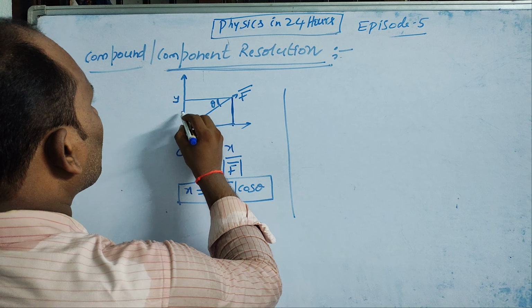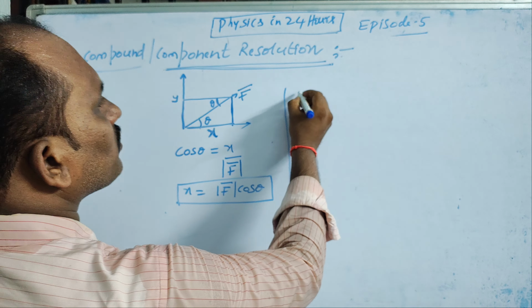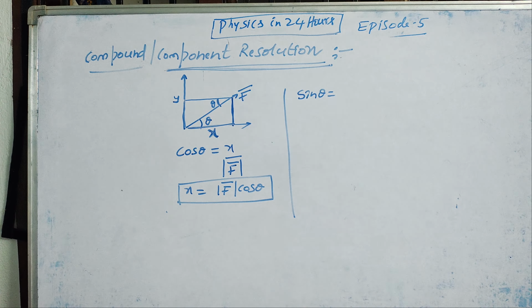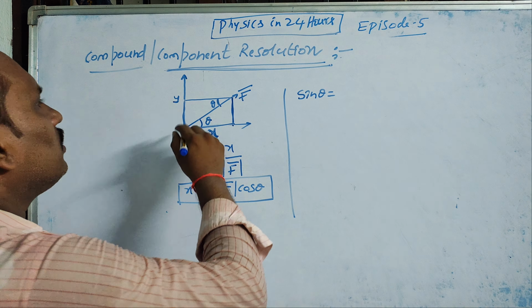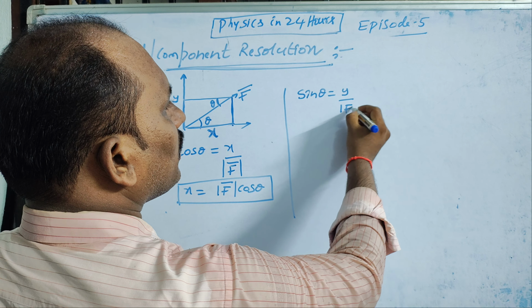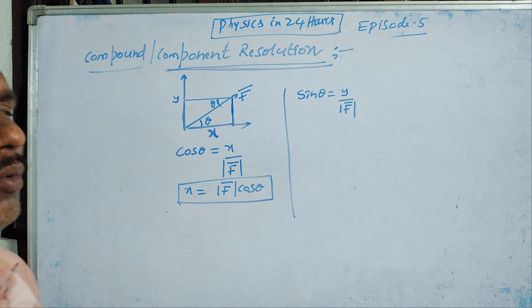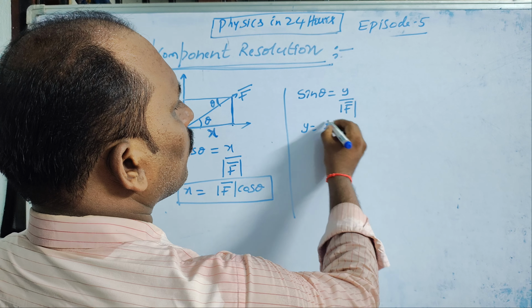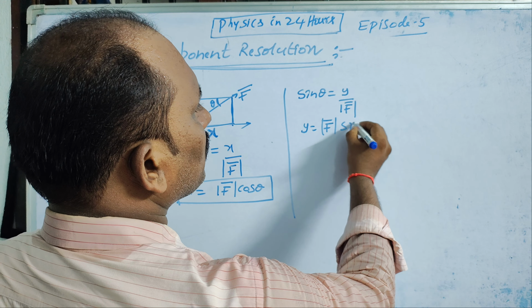So now I want to calculate this value. So sin theta is equal to how much? Sin theta is equal to opposite by hypotenuse. This is the y value. And once again hypotenuse is common, that is modulus of F bar. So y is equal to how much you get? Modulus of F bar sin theta.